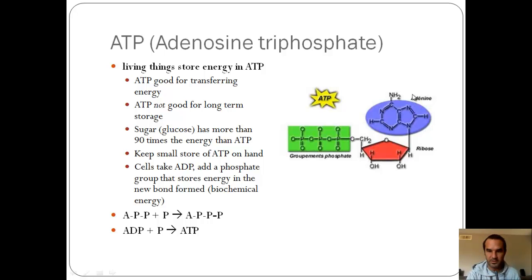Here's a picture of it here. Here's the adenine, ribose sugar, and then here's the 3-phosphate. So this is the part of the molecule that transitions back and forth. When it's ADP, you have 1, 2 phosphates. When it's ATP, you have this 3rd phosphate. And you break this bond here to release energy.